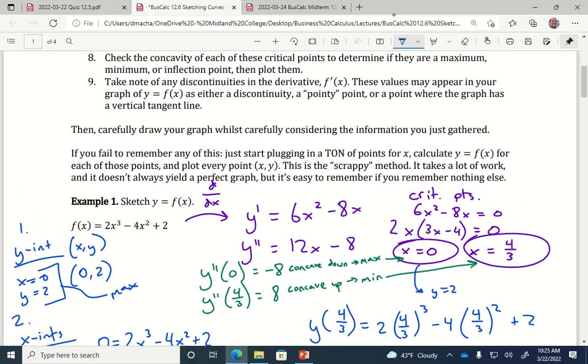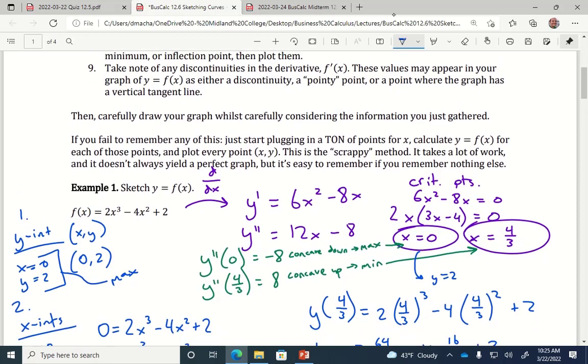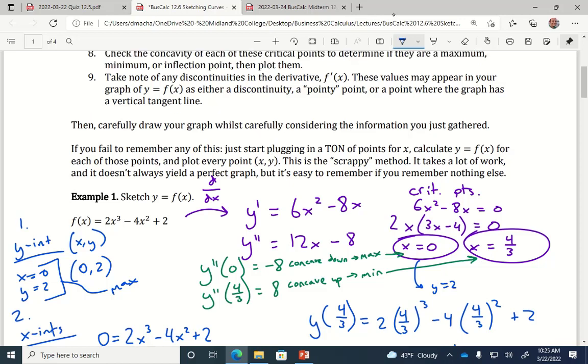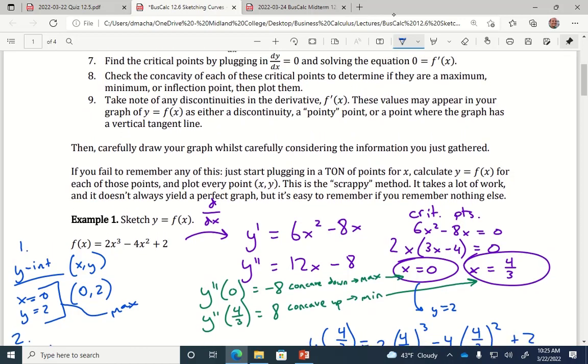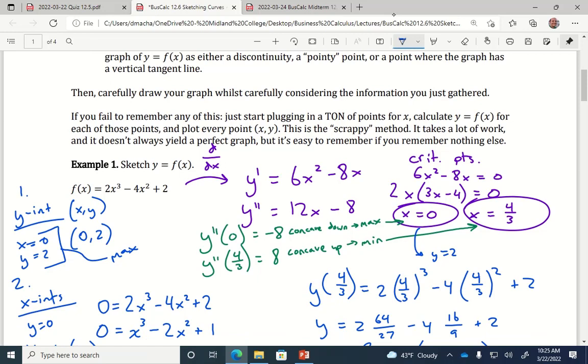And the last thing is we might say, are there any discontinuities in the derivative? In my derivative, I have 6x squared minus 8x, and there's no logarithms and there's no denominator. So that tells me there's no discontinuities. I don't have to worry about step 9 for this one.